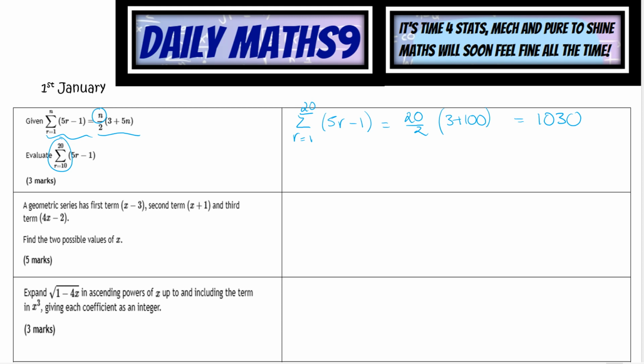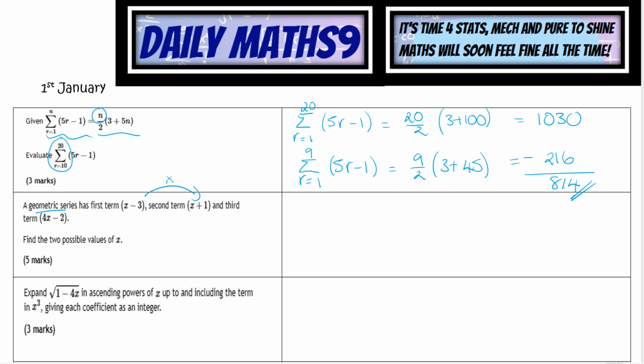Now what we need to do to get the terms from 10 to 20 is take that value 1030 and take away the values 1 to 9. And then that will leave us what the sum from 10 to 20 is. So just finding the first 9 terms, n is now 9, so 9 over 2 times 3 plus 5 times 9, which is 45. So 48 times 4.5 comes to 216, and if you take them away from each other, the answer is 814.